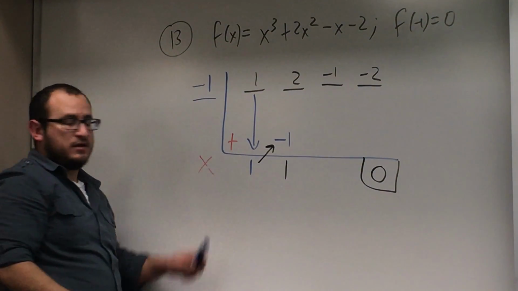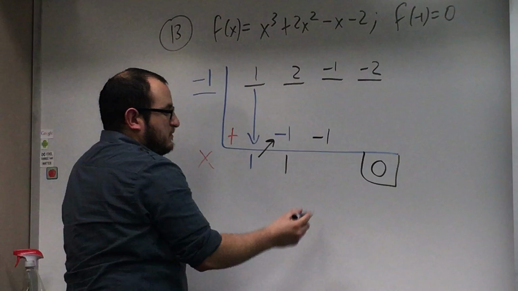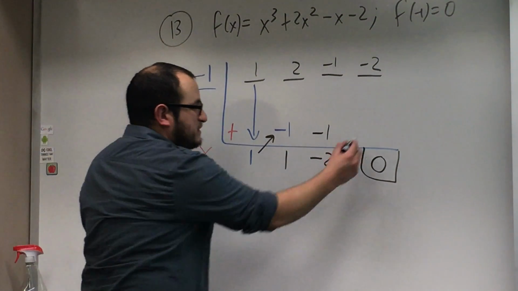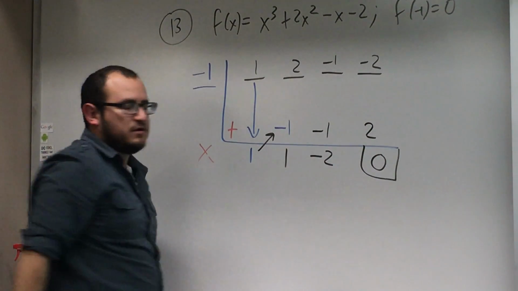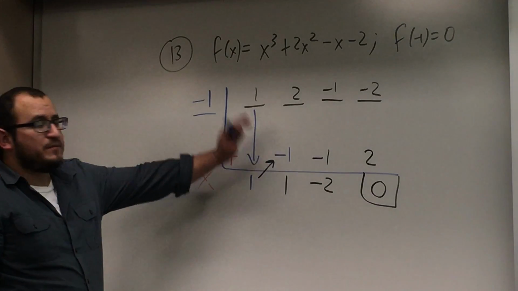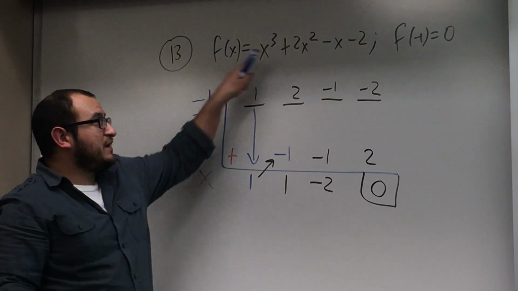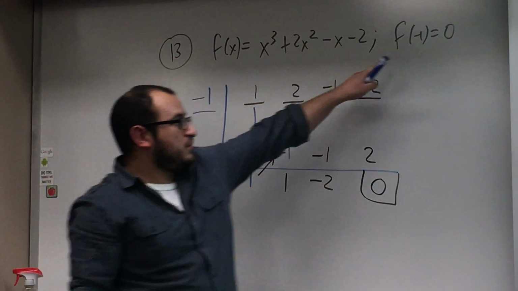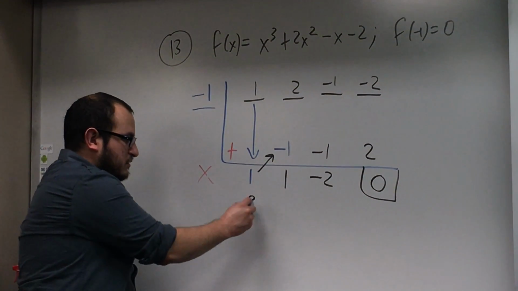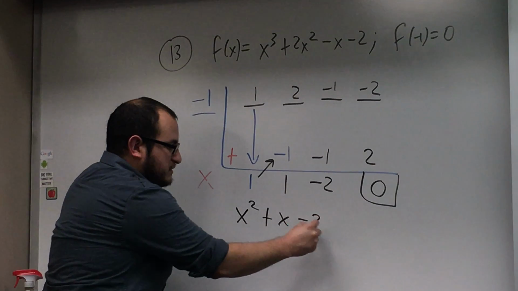1 times negative 1 is negative 1. This is negative 2. Negative 2 times negative 1 is positive 2. And 2 minus 2 is 0. So we did this correctly. All right, so let's look back at our polynomial. We're actually dividing something of degree 3 by a degree of 1. So this is actually x squared plus x minus 2 equal to 0.